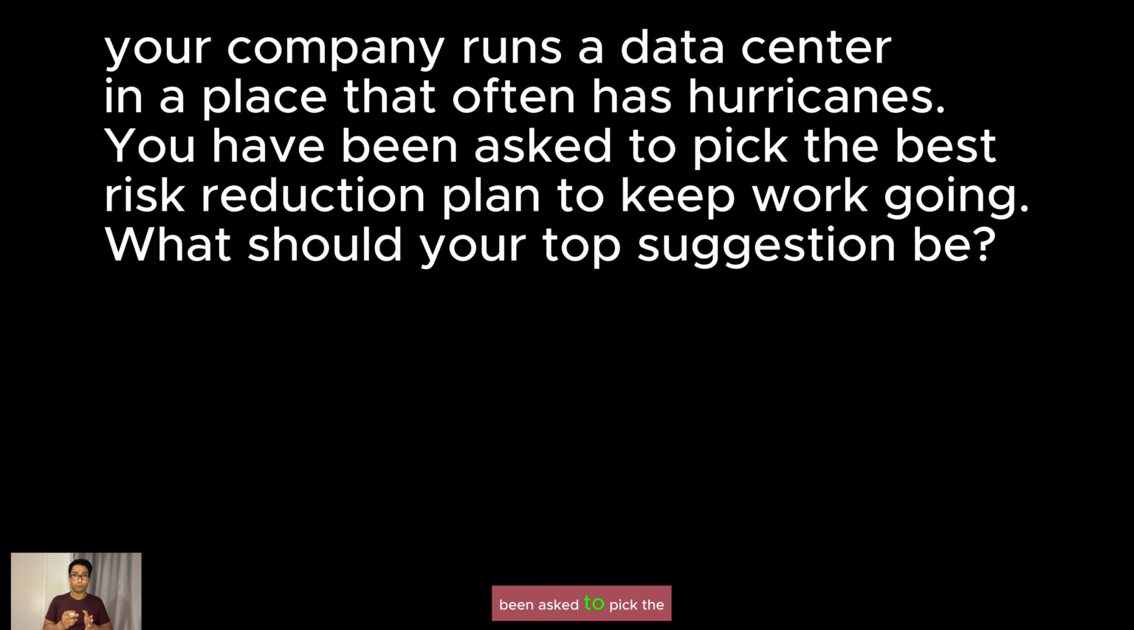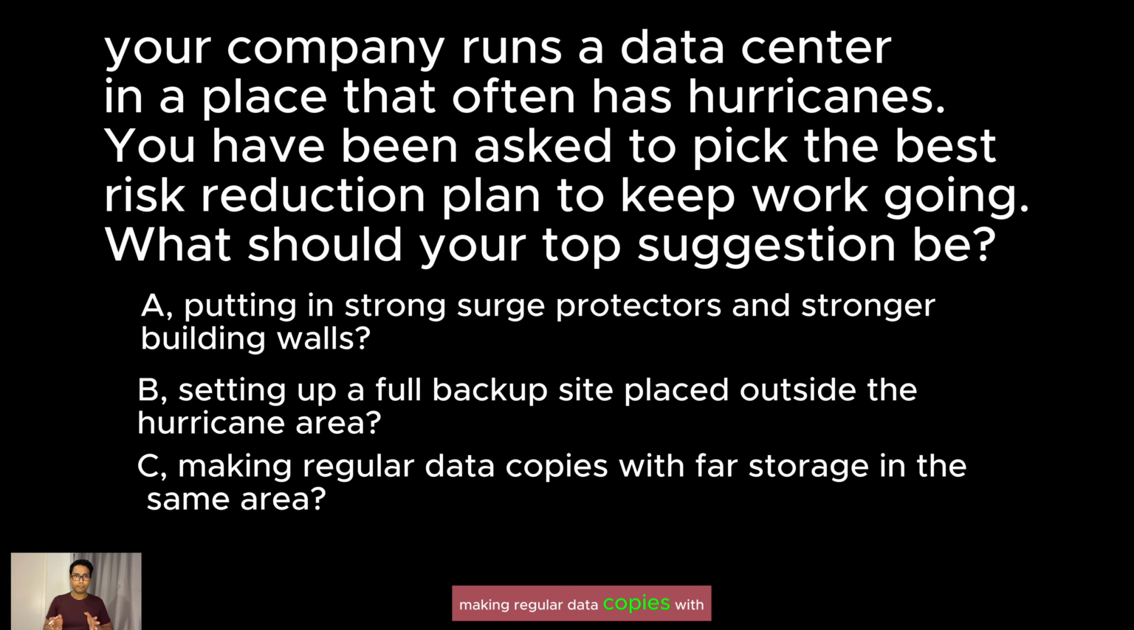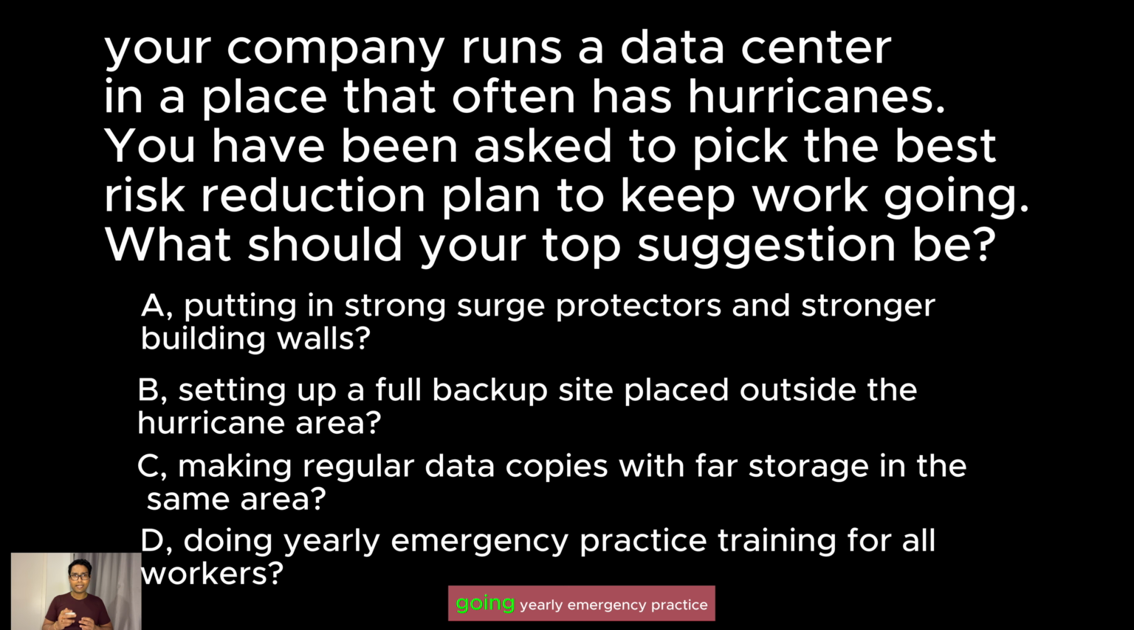A. Putting in a strong surge protector and stronger building walls. B. Setting up a full backup site placed outside the hurricane area. C. Making regular data copies with far storage in the same area. Or D. Doing yearly emergency practice training for all workers. So the question is saying a data center is at risk. Of the four answers, which one will best handle this risk?